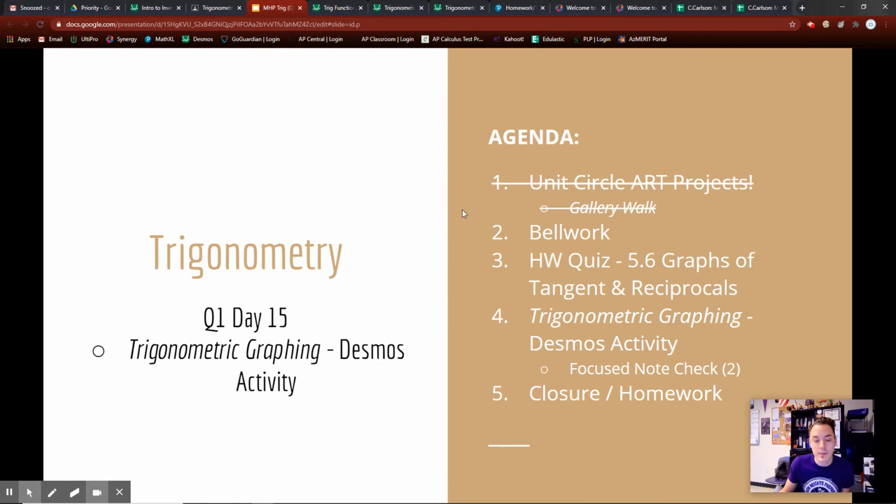Trigonometric graphing, Desmos activity, that's what we're going to be doing today. You do have bell work, so we're going to go through that. You also have a homework quiz. We're going to go through that. And then the Desmos activity, fairly short and mainly just a review over everything that we learned this week with the graphing. And then you do have a focus note check. So make sure you do your focus notes and submit them on Google Classroom.